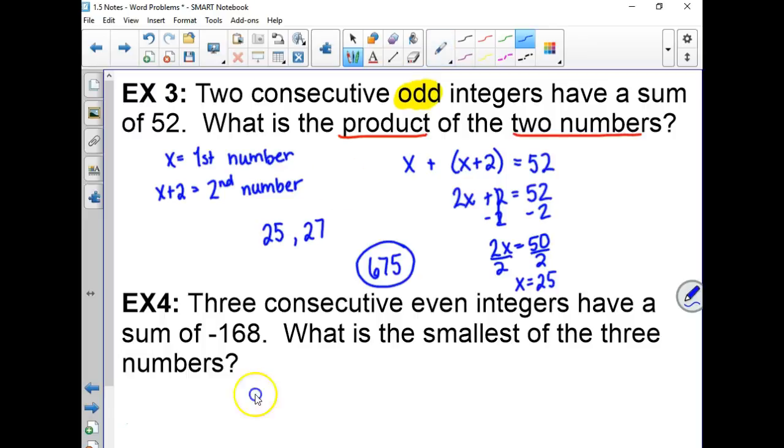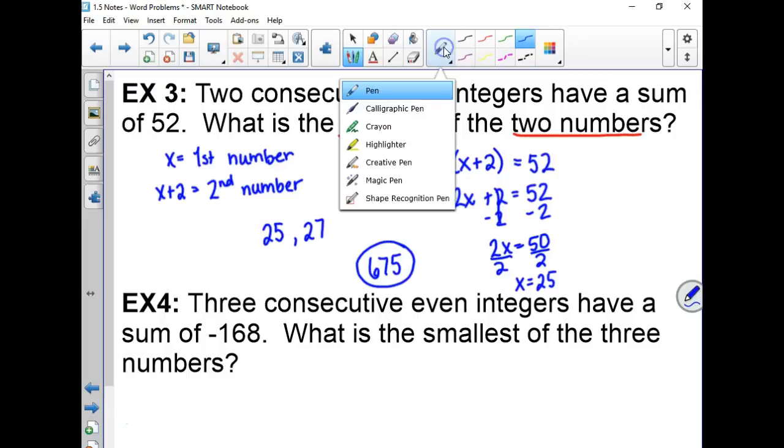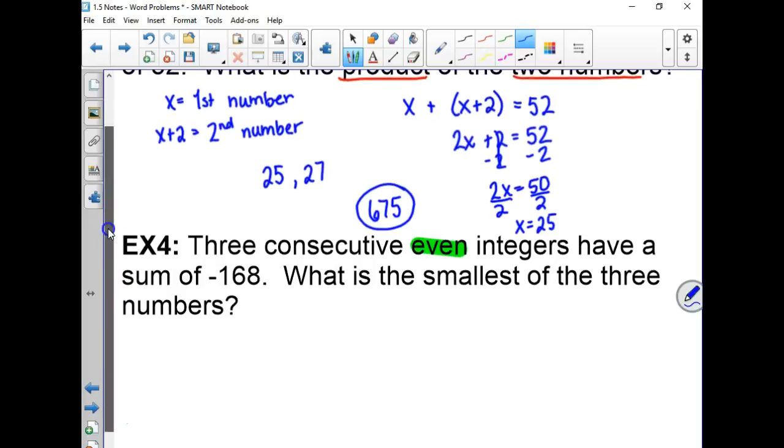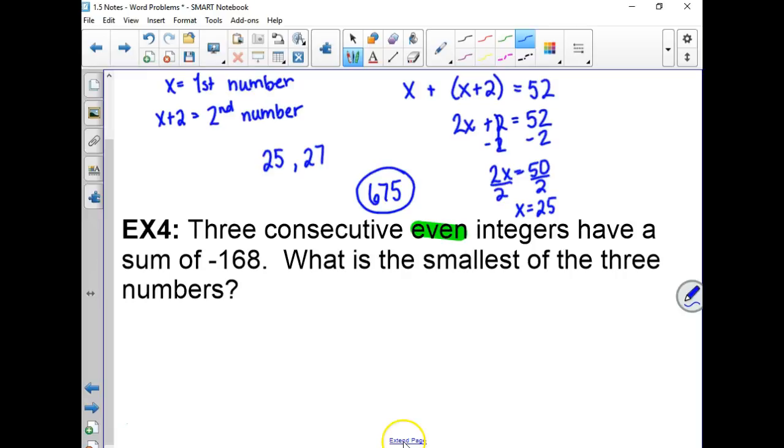Our last example, this one asks for consecutive even integers. However, we're going to see that we really worked this problem just like we did with the odd integers. Because if I let x be my first number, then to count even integers, you also skip 2. So x plus 2 would be my second number, and x plus 4 would be the third number.